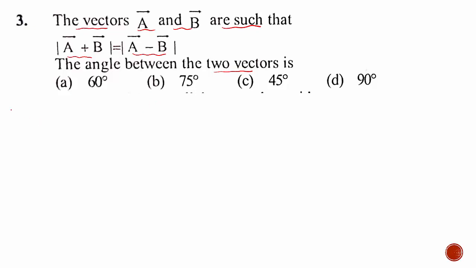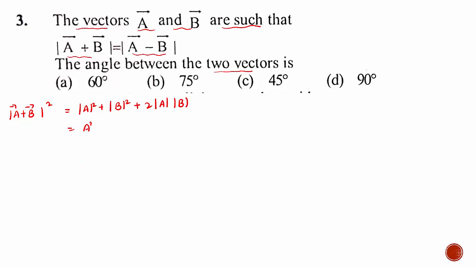See here, first I am going to write LHS side, that is given mod of A plus B, right? So now I am going to take the square of this value. A plus B square means we can use the formula A plus B whole square. So we can write mod of A square plus mod of B square plus 2 mod A mod B. This is the value of A plus B whole square.